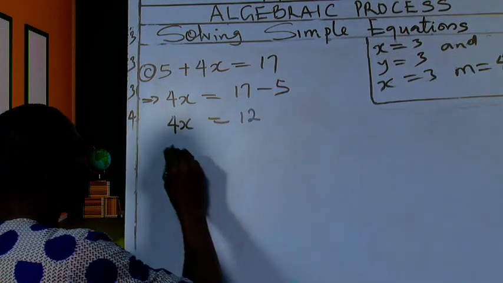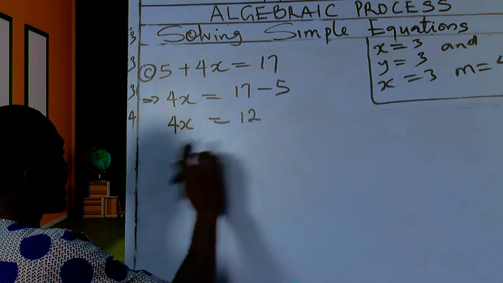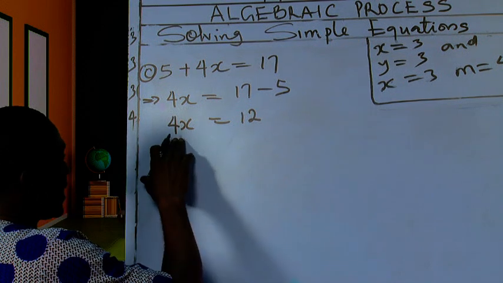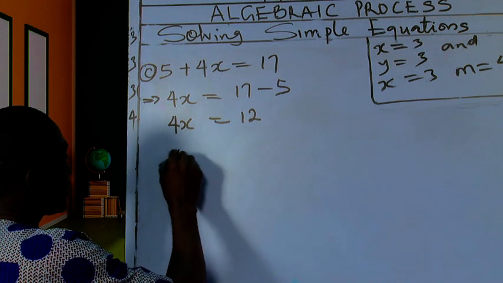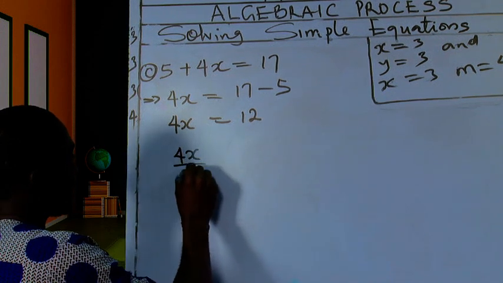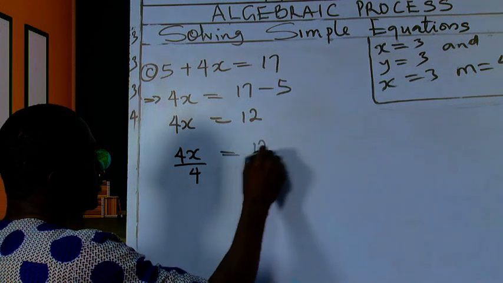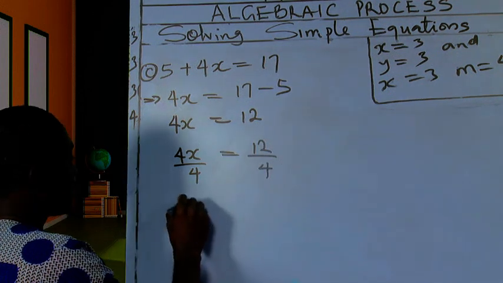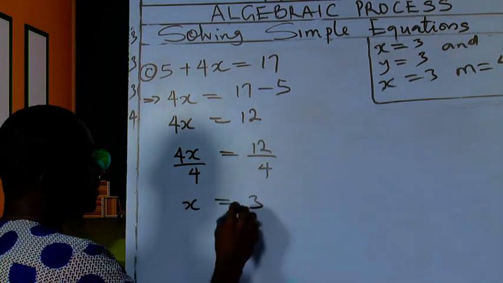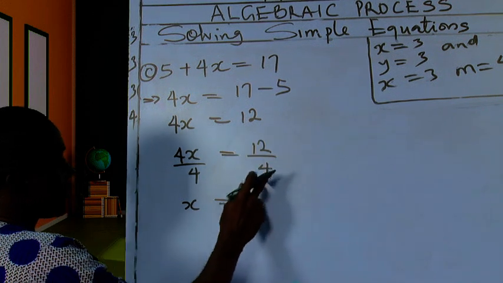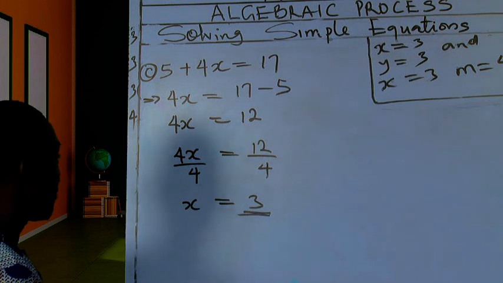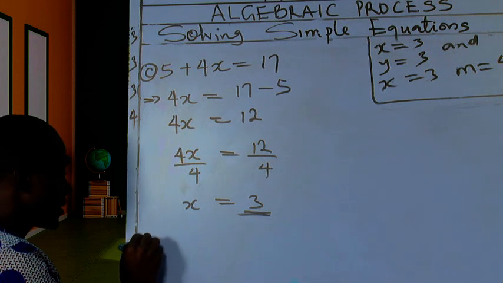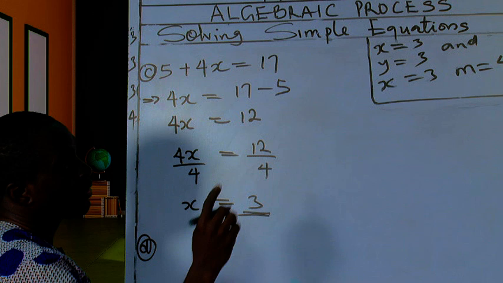To be 12. And dividing both sides by 4 so that you can have x standing alone, 4x over 4 equals 12 over 4. We are going to have x equals to what? 3, because 12 divided by 4 will give us 3, and the value of x is now what? 3.